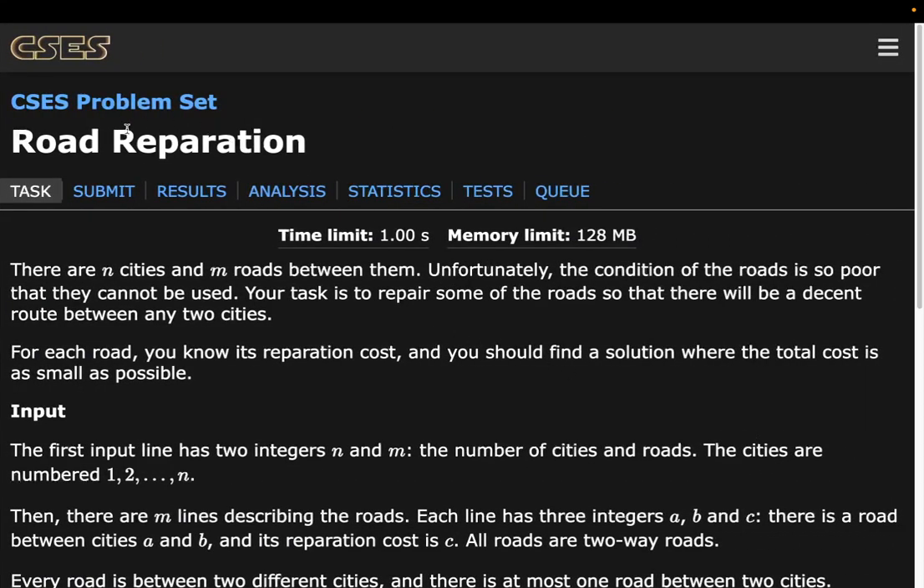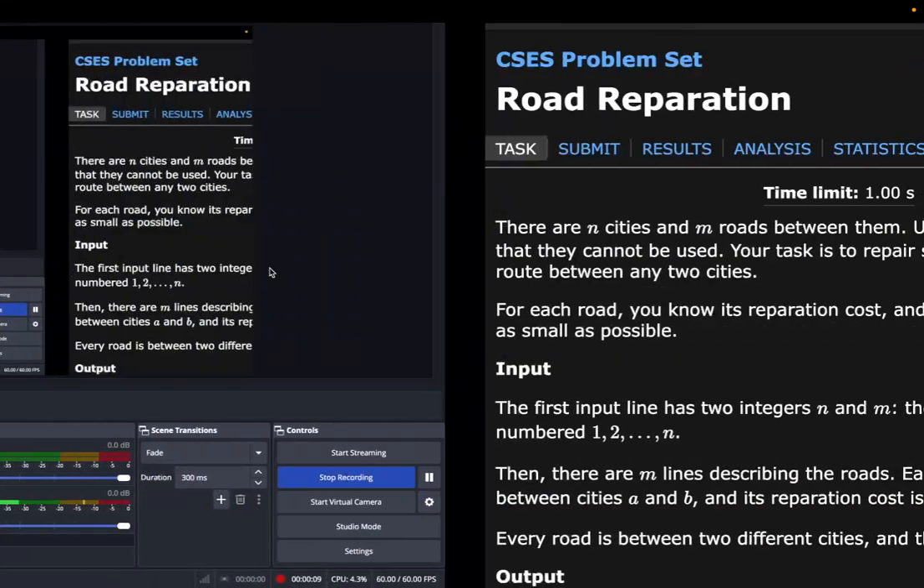Hello everyone. Today we are going to discuss the problem Road Reparation from the CSES graph problem set. Let's go through the problem.